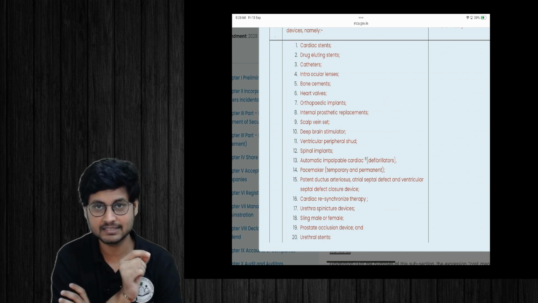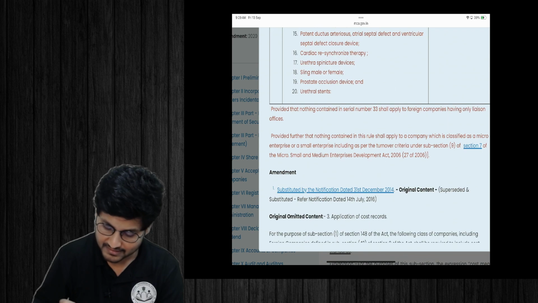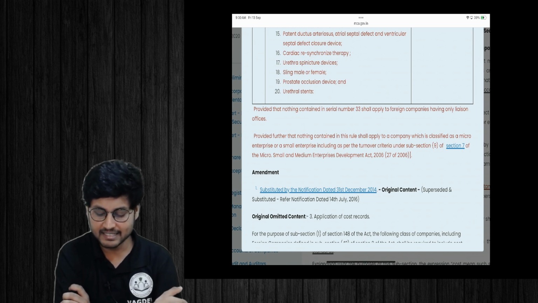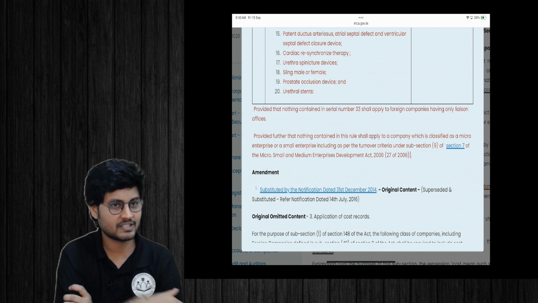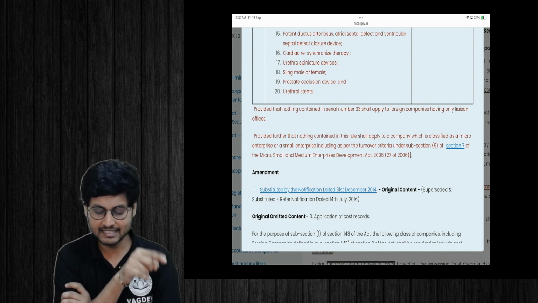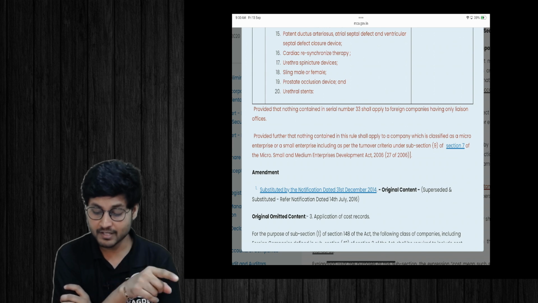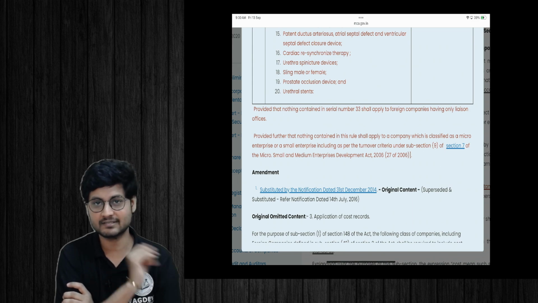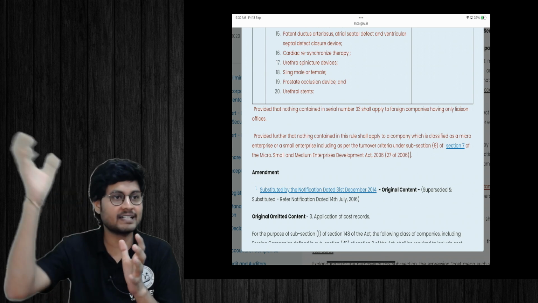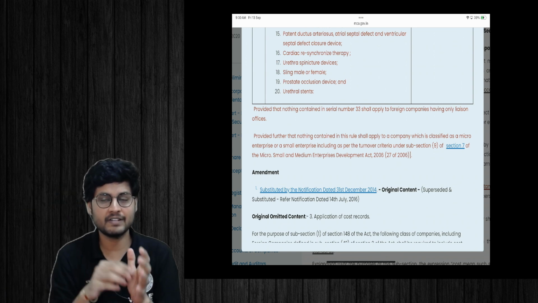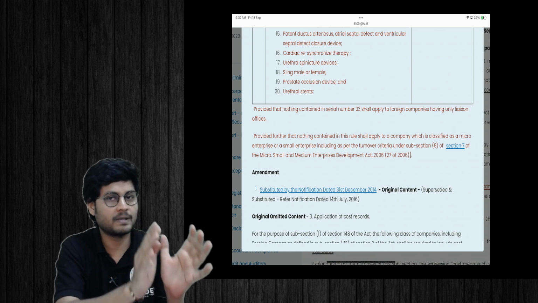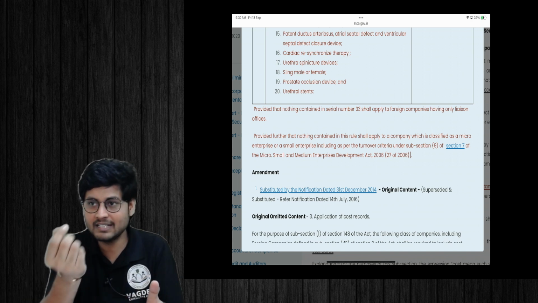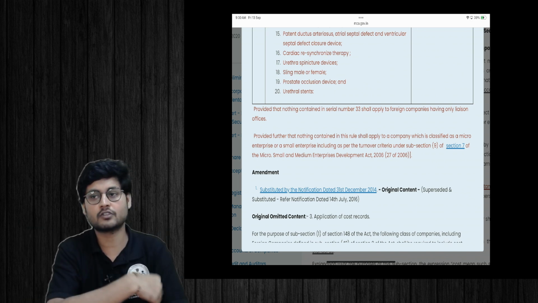Okay, this is 33. However, there is some provision. Provided that nothing contained in serial number 33, what is 33? Medical devices supply. Nothing contained in serial number 33 shall apply to a foreign company having only liaison offices. A mediating office is there here, so we are not importing directly from the foreign. That foreign company is only having a place of business, a mediating office in India. They are not having their existence in India, only a liaison office is there. For them, these cost records are not applicable.